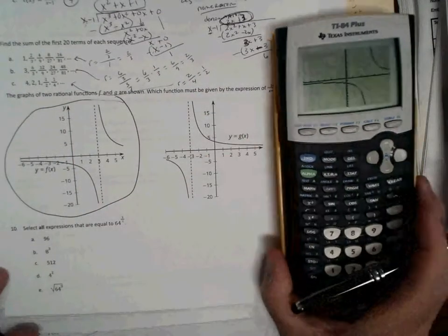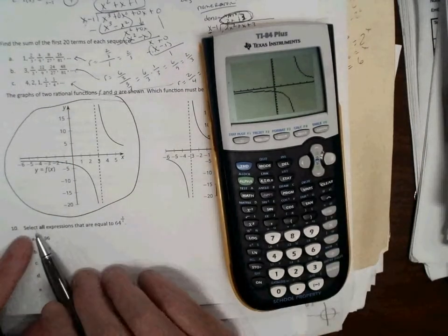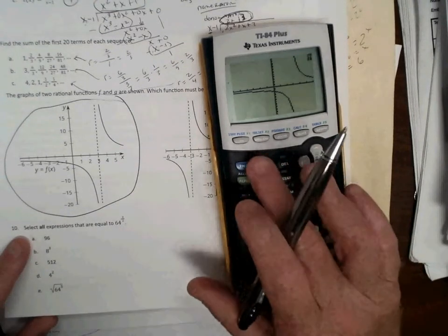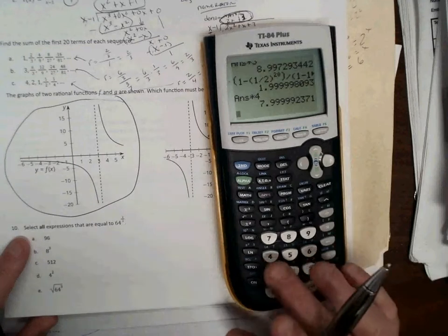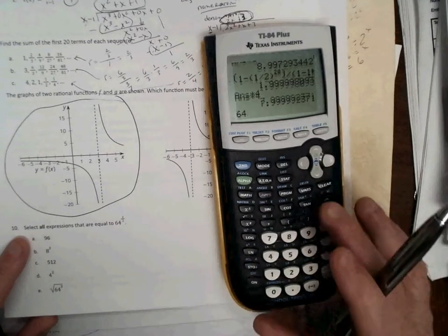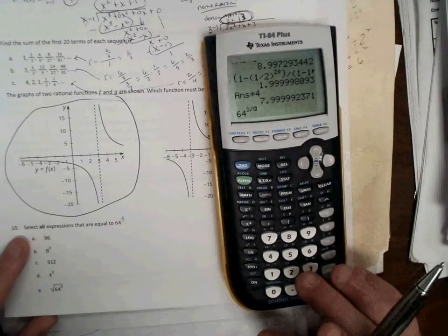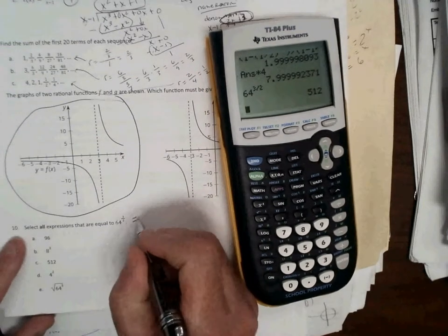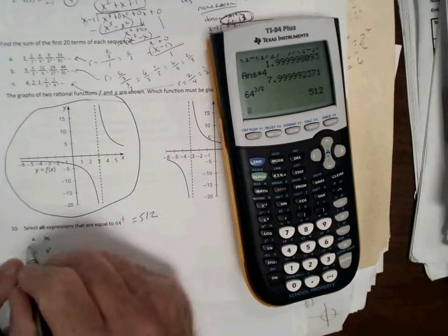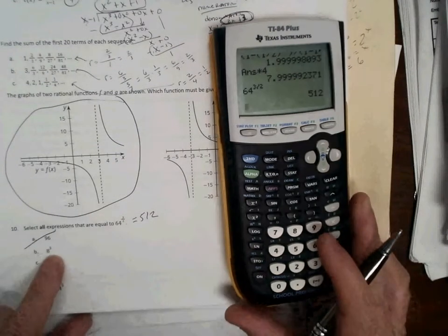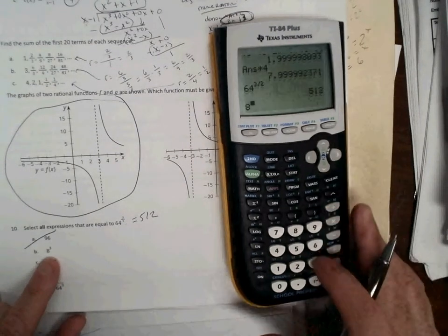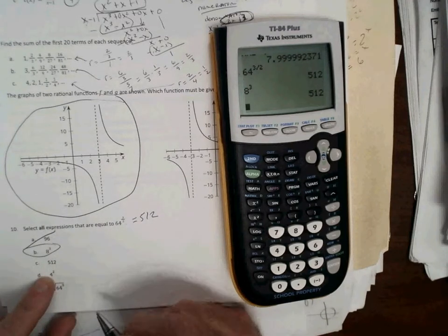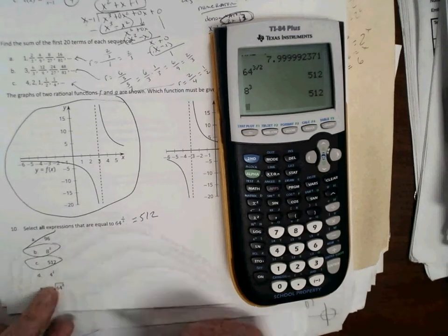Now in number 10, we're asked to select all expressions that are equal to 64 raised to the 3 halves. So I'm going to say quit here, and I'm going to see what 64 raised to the 3 halves is. I'm going to do 3 divided by 2, and that's equal to 512. 512 is not 96, but we can see if it's equal to 8 cubed. It is, so there's one.